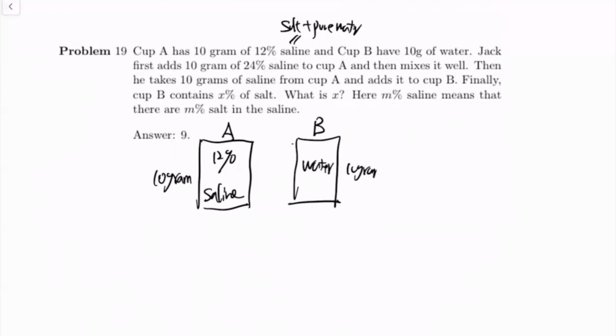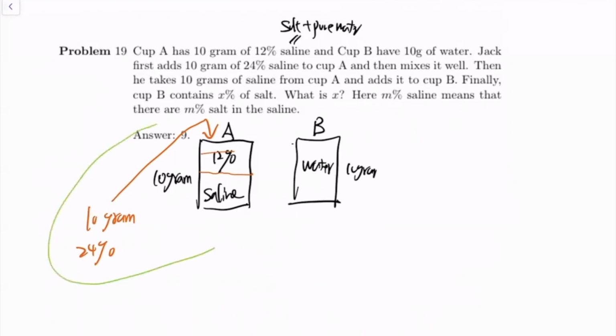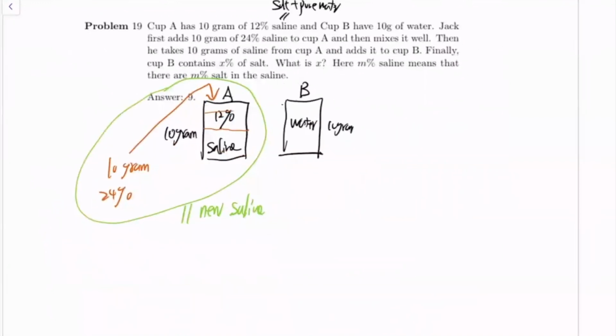Now, Jack first adds 10 grams of 24% saline to cup A, right? So first you have 10 grams, and you add another 10 grams, and mix it well. All right, so then you basically get a new saline. Let's see what we have. So this new saline, its total is 20 grams, right?